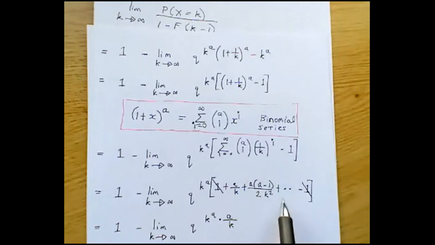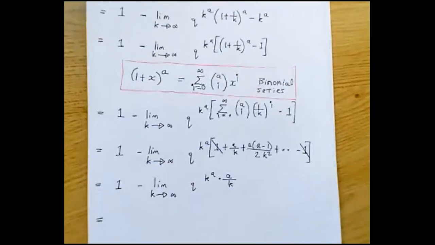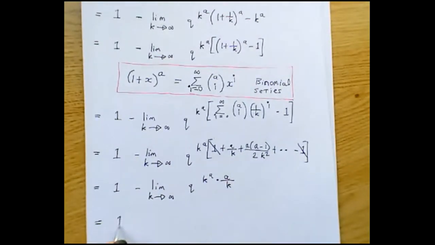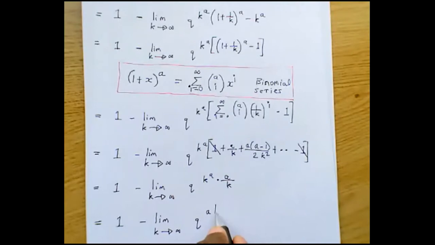And the other terms you can ignore, because they will go to zero much faster. So the only term you need to worry about is this term here, a divided by k. So this multiplied by this. So we are nearly done. So this is going to be one minus the limit as k goes to infinity of q a k to the power a minus one.